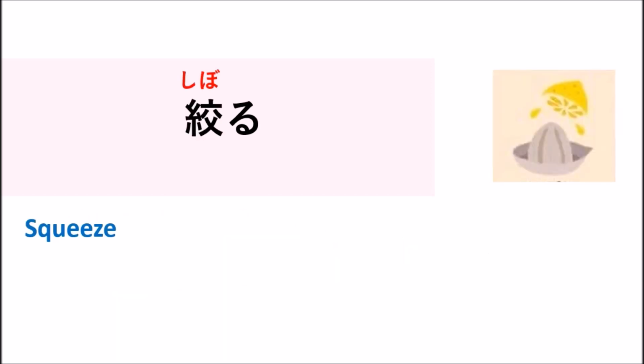絞る means squeeze. The word 絞る means you press something down. For example, you have a lemon and you want to get the juice out, so you can use the word shiboru. This means you squeeze the lemon.